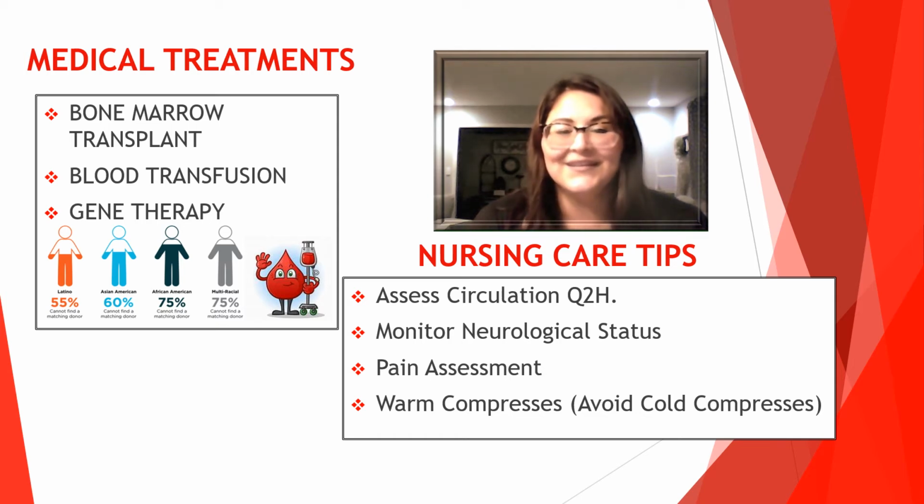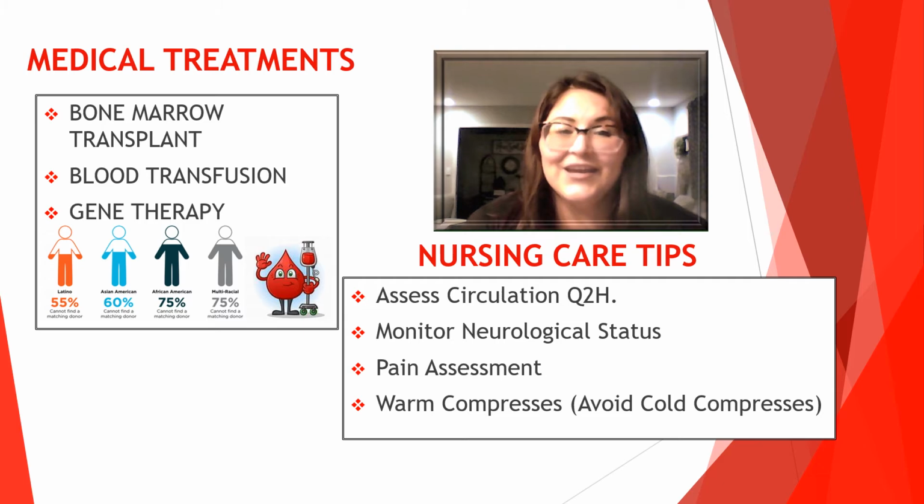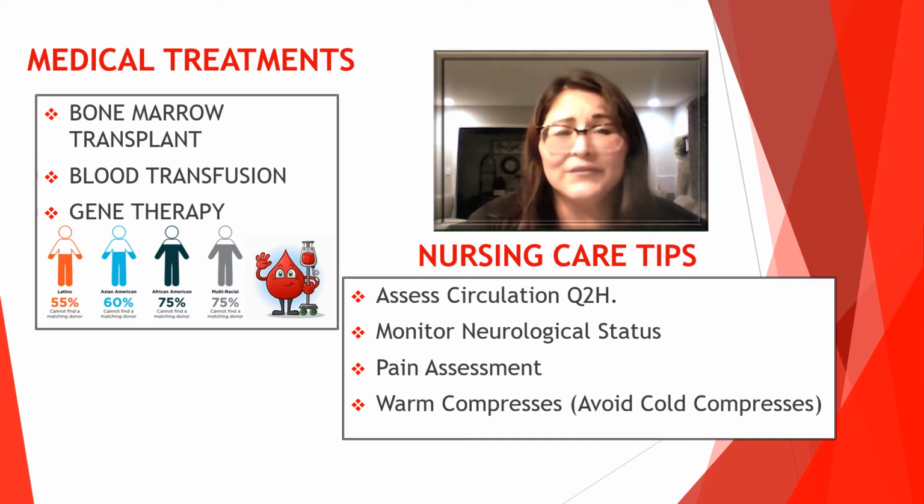Okay, on to nursing care tips. Very first one you see, assess circulation every 2 hours. This is so important. Remember, this includes pulse oximetry, capillary refill, peripheral pulses. In addition to that, you're going to monitor neurological status as well. Remember, this includes level of consciousness, orientation, pupil size, heck, even their speech.